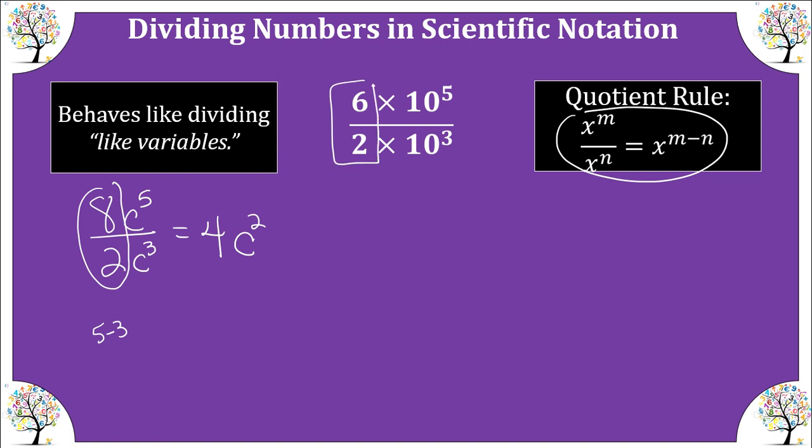So this is very similar. We will divide our coefficients and then we will apply the quotient rule for our like bases. We will subtract our exponents. So 6 divided by 2 is 3 times 10, and we have 5 minus 3 gives us 2. Our coefficient 3 is between 1 and 10, so we're good to go.